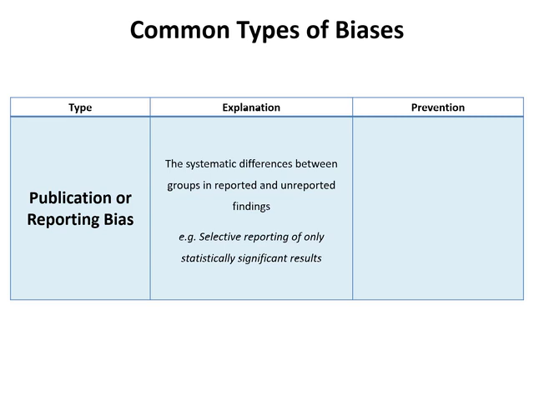Publication or reporting bias is the systematic differences between groups in reported and unreported findings. For example, when you are selectively reporting only the significant differences and leaving the non-significant differences. This can be prevented by trial registration. In case of clinical trial, the trial should be registered before the beginning of the study. Therefore, anything that you need to report, it must be reported at the end.